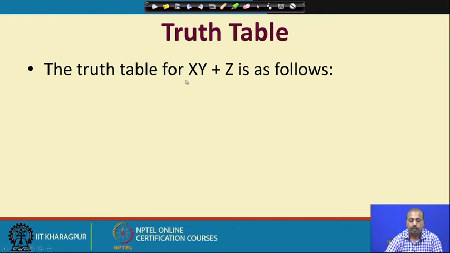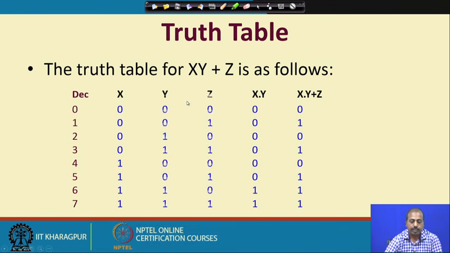Like here, suppose we have got a Boolean function xy plus z. So, x, y and z are the inputs to the function. Now, if you enumerate the alternatives that you can have here, it can go from 0 0 0 to 1 1 1. Since this is a 3 variable function, I have got 8 different alternatives.